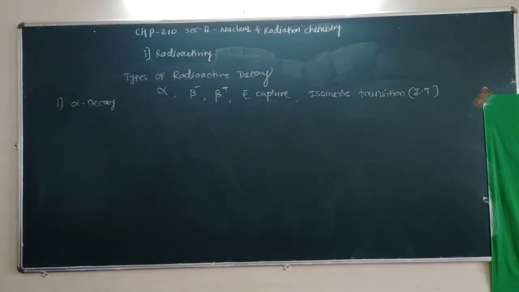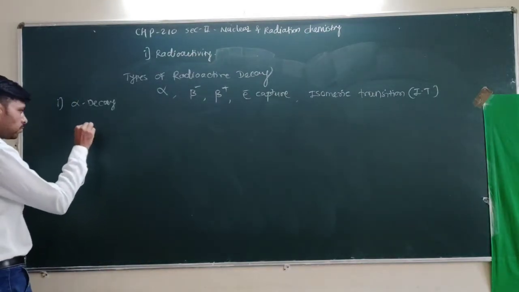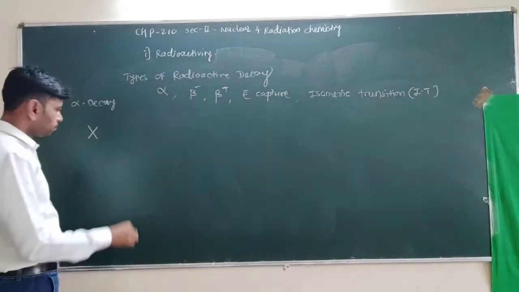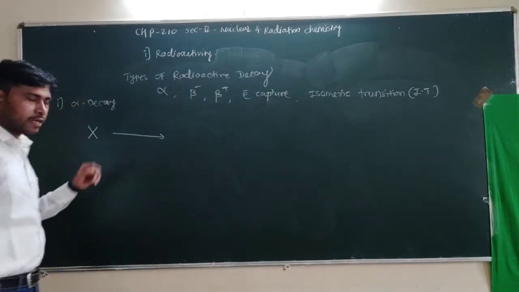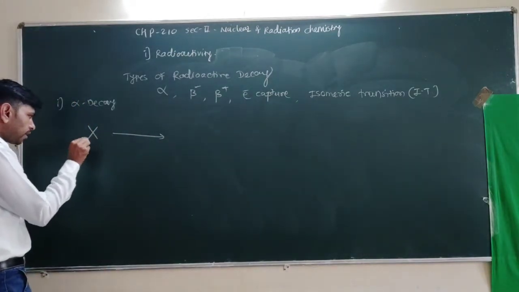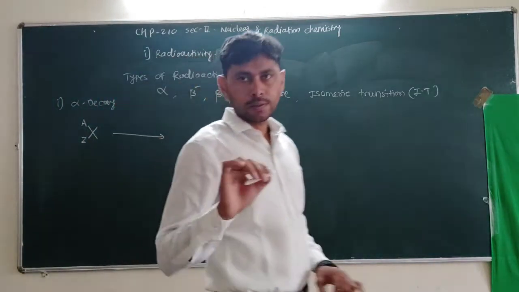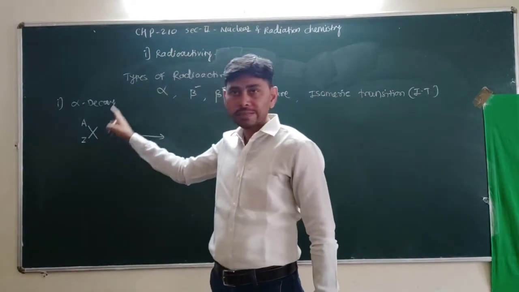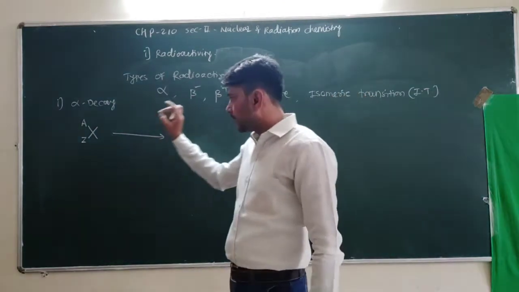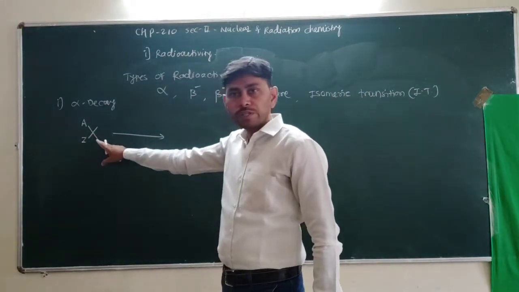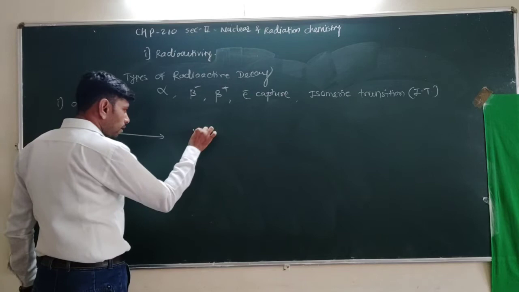So in alpha decay, let's take a general example. See that this is the general initial molecule, say a radioactive molecule, a radioactive element X, where Z represents the atomic number and A represents the mass number of the radioactive nucleus. Now, according to the definition, a radioactive element is the element which disintegrates spontaneously. Now this disintegrates spontaneously into another element.